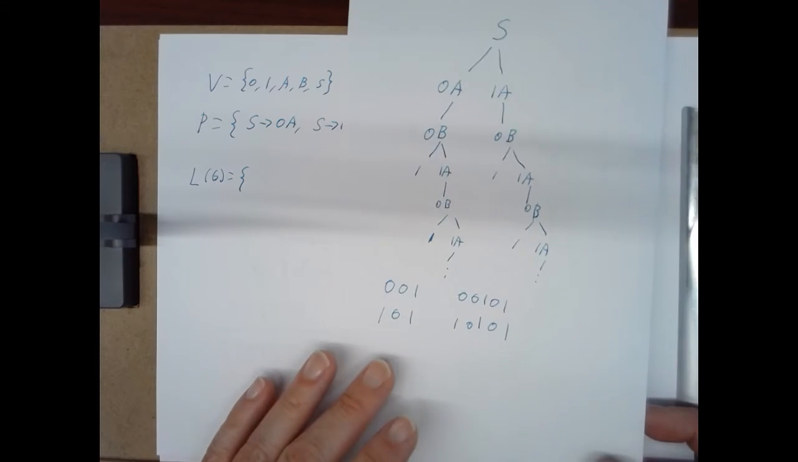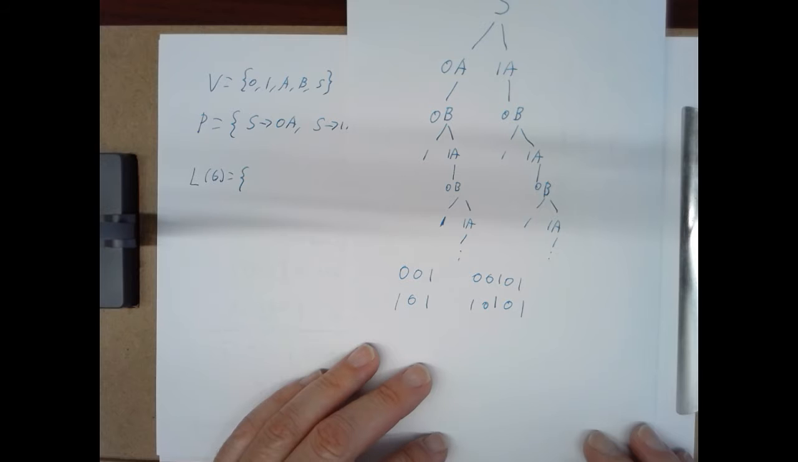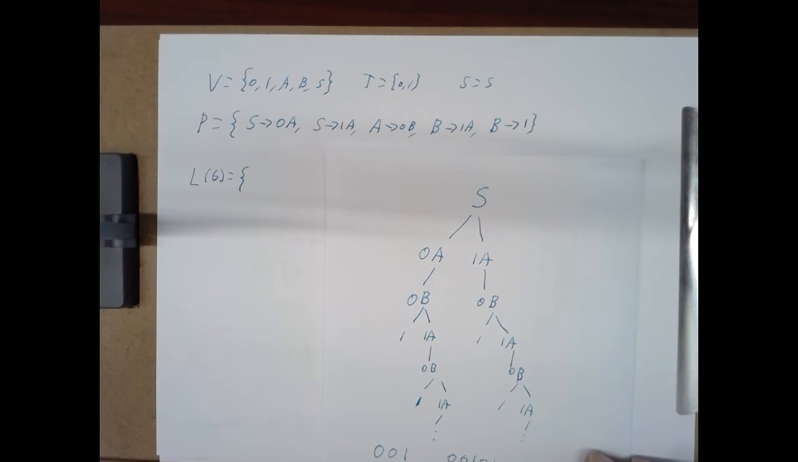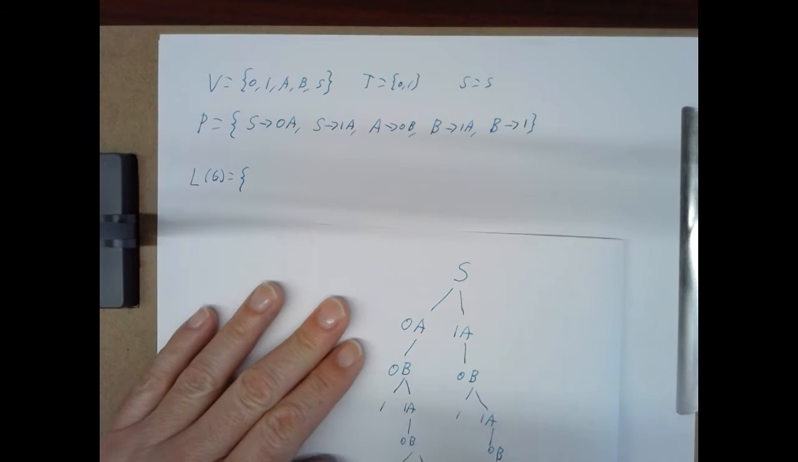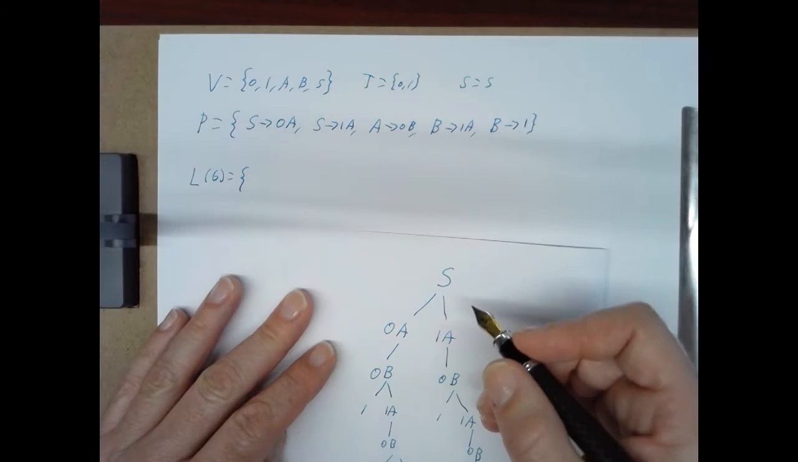So is there a pattern here? Words are odd number of digits. The first digit can be 0 or 1, but every pair of digits after that is 0, 1. Right. So it's going to start with a 0 or a 1.